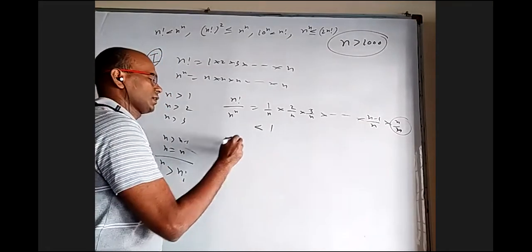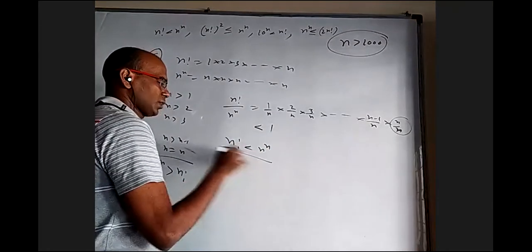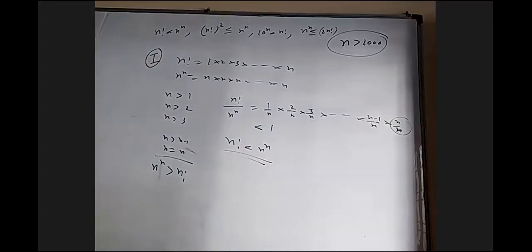You can send that to the other side. n factorial is less than n power n. Okay, so that is fairly simple, not at all difficult. So the first one is right. Let us see the second one.